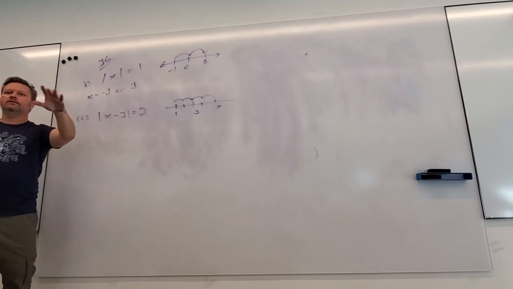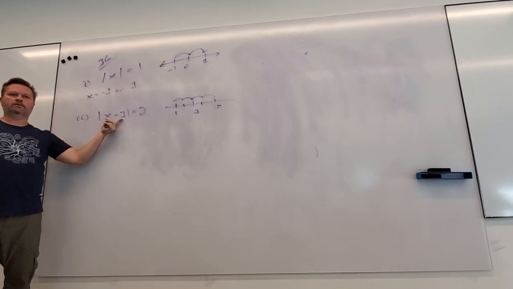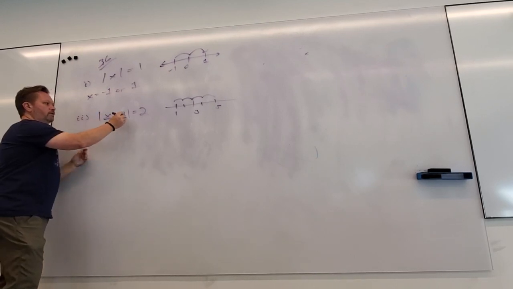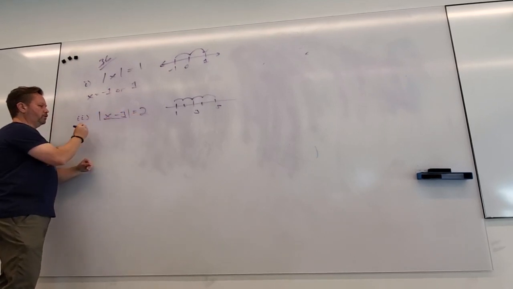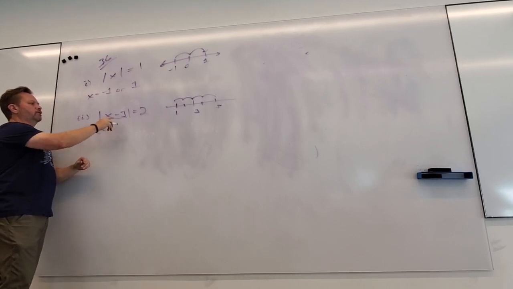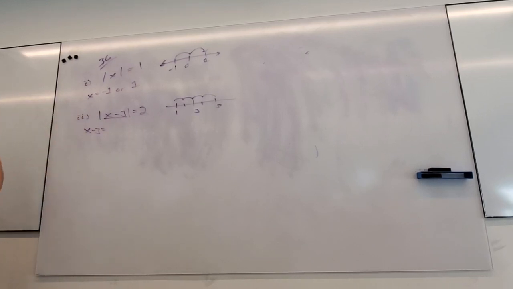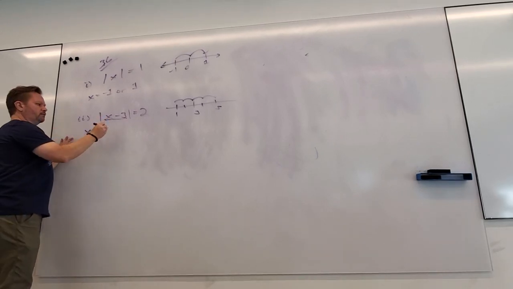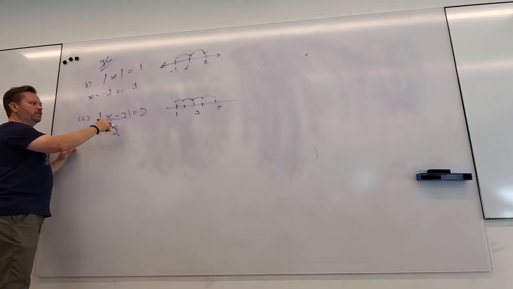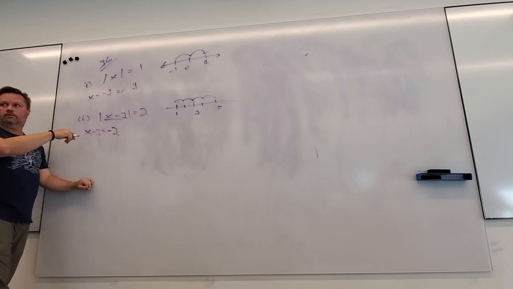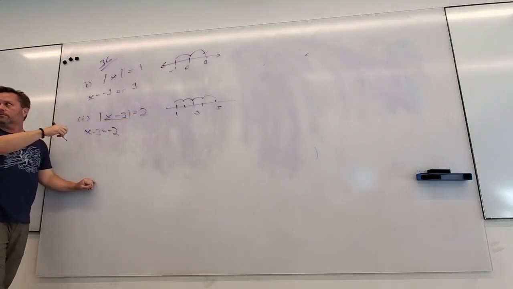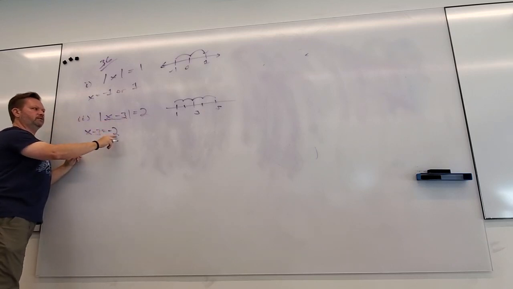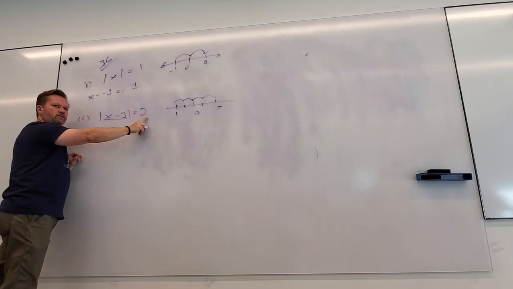So what is inside the absolute value? X minus 3, correct? What could I replace this with so the absolute value is 2? What could this equal so that the absolute value would be 2? Negative 2. Yeah, good. If x minus 3 was negative 2, wouldn't the absolute value of it be 2?